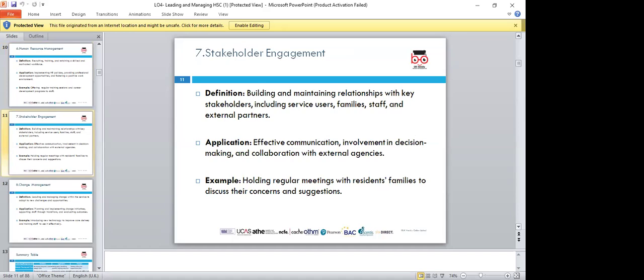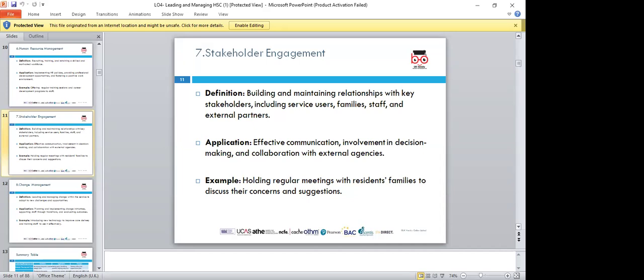Stakeholder engagement. Definition: building and maintaining relationships with key stakeholders, including service users, family, staff, and external partners. And that is stakeholder engagement.